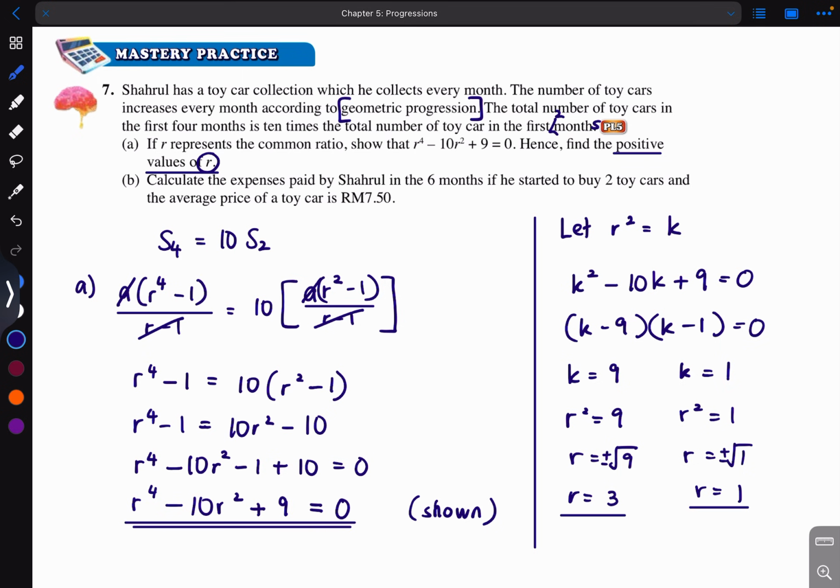Done. But if our r is 1, that means the collection is not increasing, because r equals 1 means you're just multiplying by 1, multiplying by 1, multiplying by 1. That means the collection is not increasing. So r cannot be 1. Therefore, we reject this. So the only answer would be 3. Okay, done. Now let's try B.